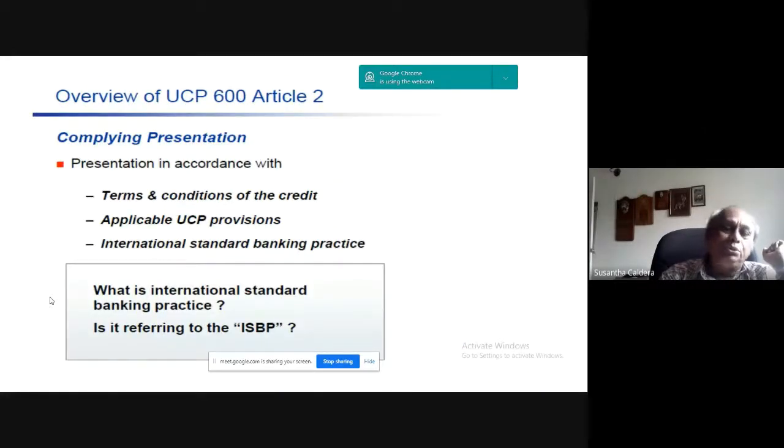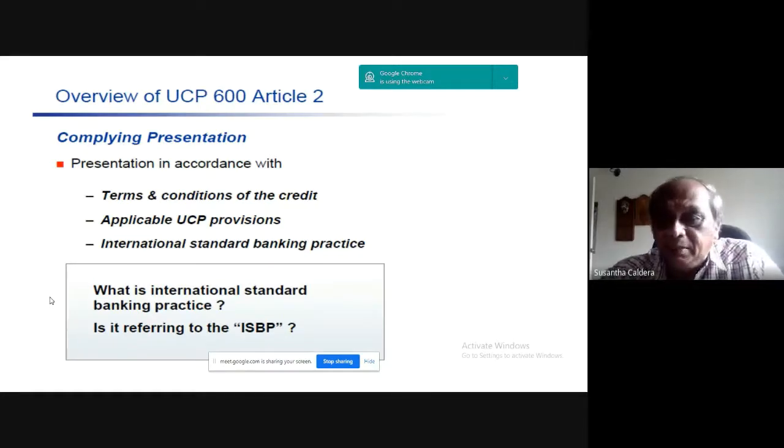Then Article 2, another one, compliant presentation. A compliant presentation means a presentation in accordance with the terms and conditions of the credit, applicable UCP provisions, and international standard banking practice. What is international standard banking practice?